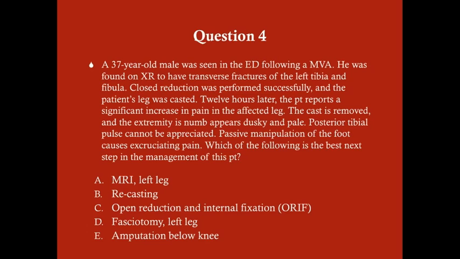So the answer to this is D. Fasciotomy. So this is a patient with compartment syndrome, and we are very concerned here because if you don't treat compartment syndrome fast enough, you will wind up needing to do E, which is amputation below the knee. But what's happening here is we get a buildup of pressure. That buildup of pressure reduces the vasculation to that extremity, and the reduction of oxygenation to the extremity is what's causing the numbness, the dusky and pale appearance, etc.